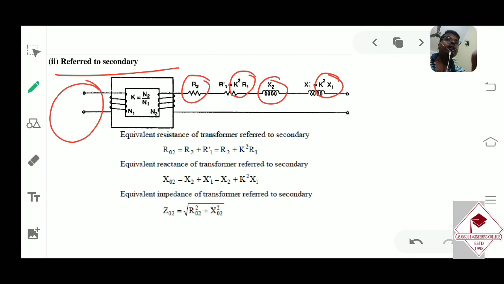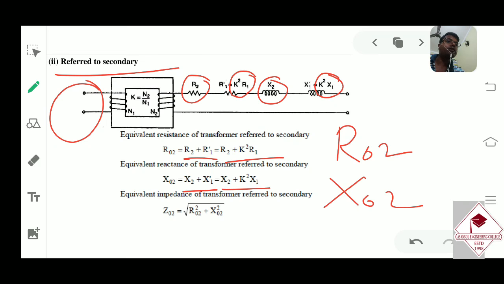In a similar pattern, the total transferred resistance we will denote by R02, and the total reactance will be X02. R02 is equal to R2 plus R1 dash, which is equal to R2 plus K square R1, and X02 will be equal to X2 plus X1 dash, which is equal to X2 plus K square X1. So this is the total entire impedance. Okay, so this is how we can refer.